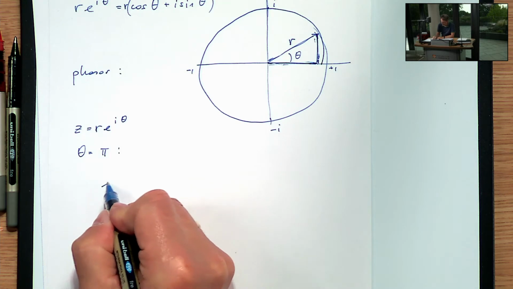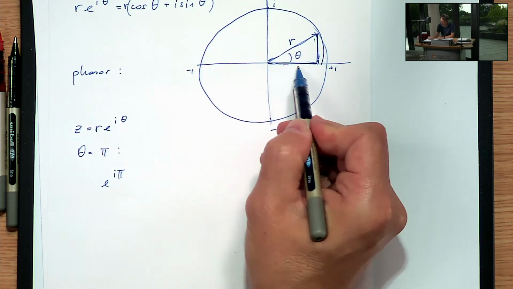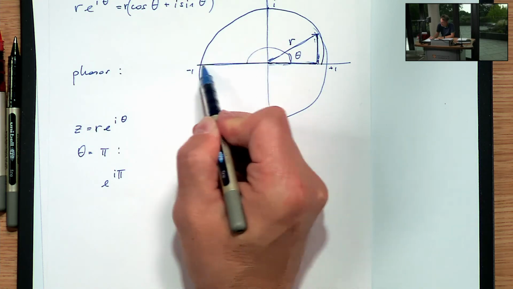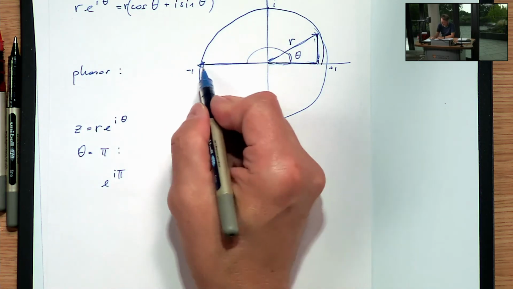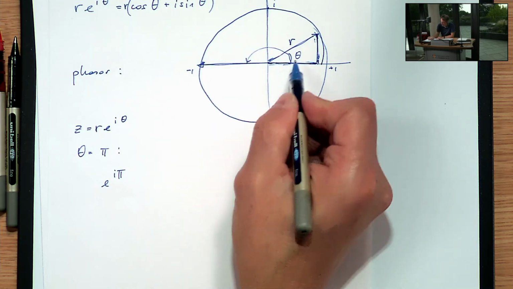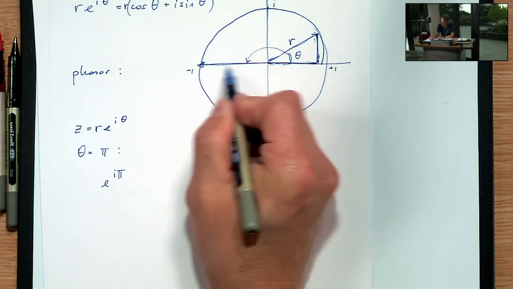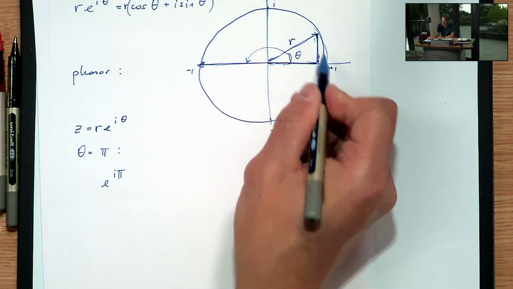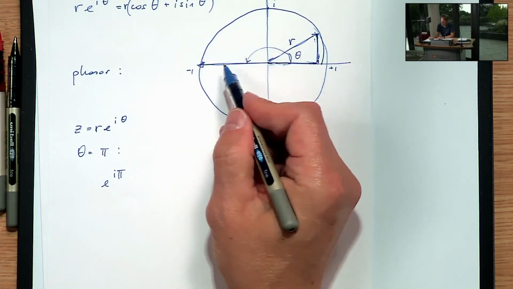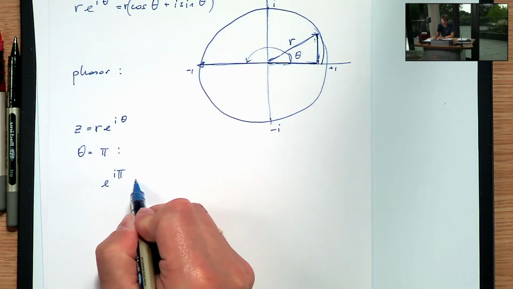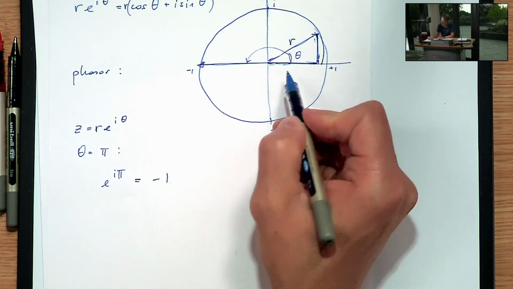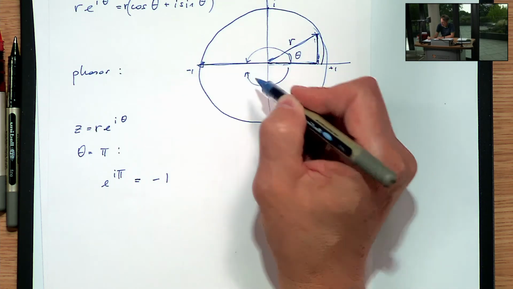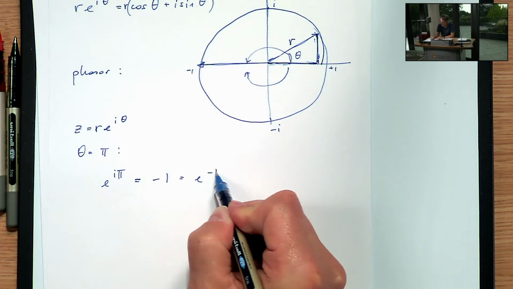Then you get e to the i pi, which would be this angle going to here, so you would just get this direction. If this is pi, 180 degrees, you go over to this side, flip the phasor from here to this direction, rotating it by 180 degrees, or by pi, and so this is equal to -1. And of course, I can do the same thing by rotating by minus pi, so that is equal to e to the minus i pi.